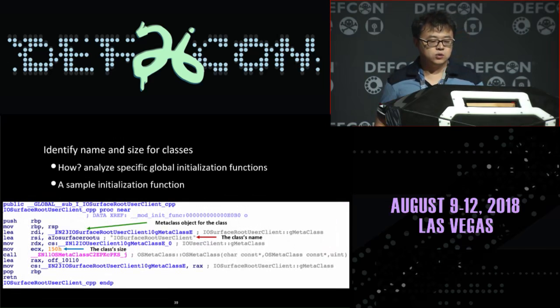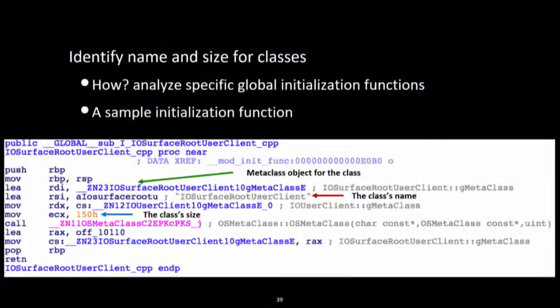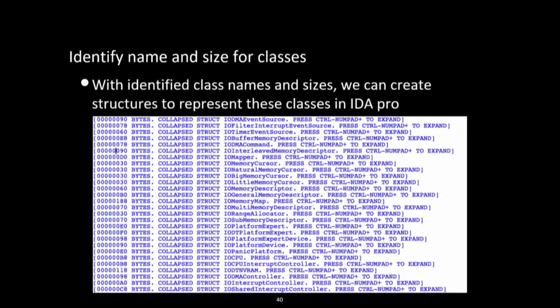Firstly, Ryuk identifies names and sizes for classes. We identify this information from some specific initialization functions. As the figure shows, a sample initialization function looks like this. You can see that this code indicates some information of the class, for example, its name and its size. With these identified class names and sizes, we can create structures in IDA Pro to represent these classes.